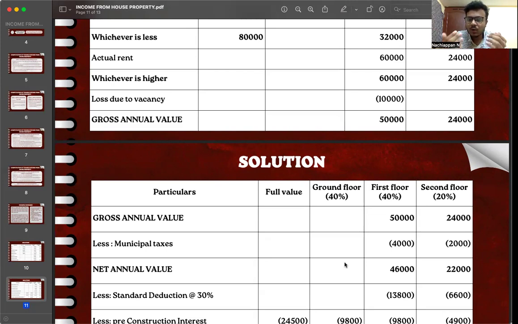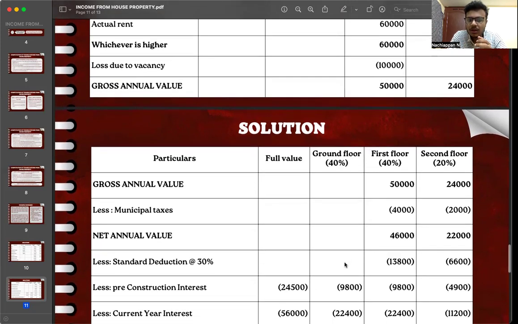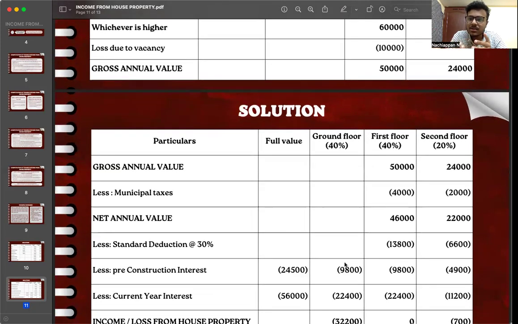Now we go on to the fourth step, which is reducing the standard deduction. Standard deduction is always taken at 30% of the NAV. So for the first floor, 30% will be 13,800 and for the second floor, it will be 6,600. And then we can reduce the pre-construction interest after that, which will be the next step.